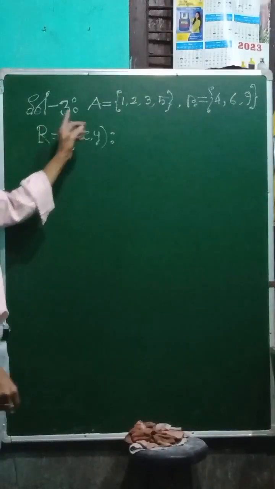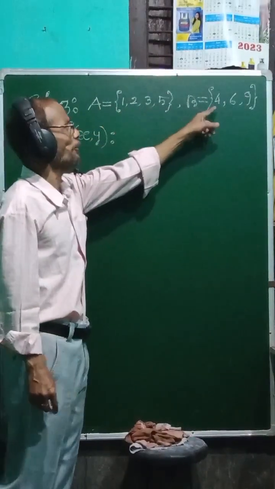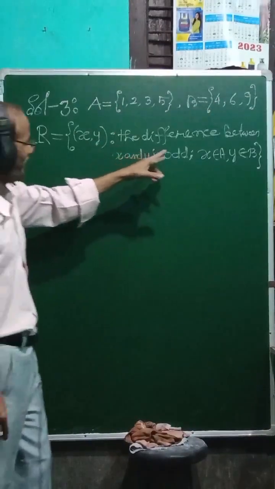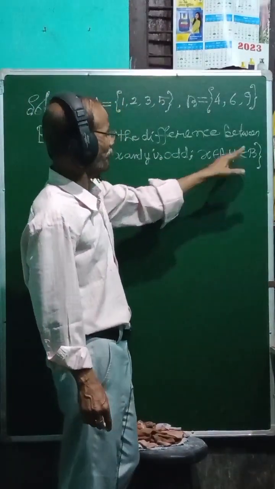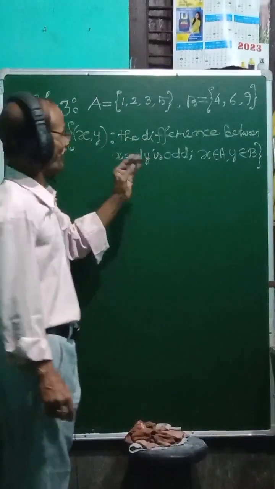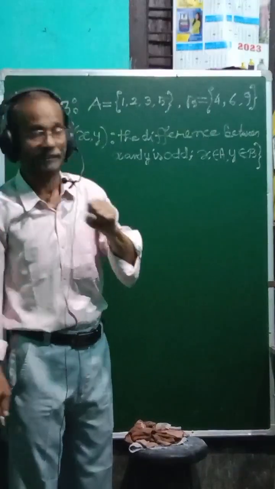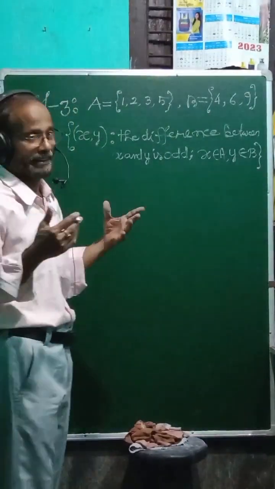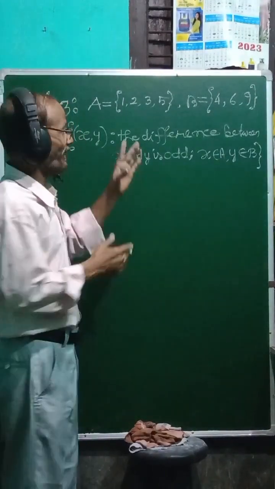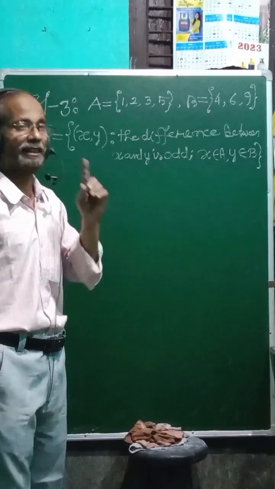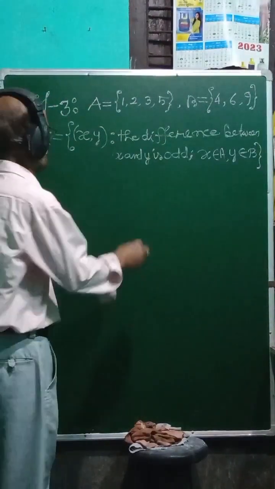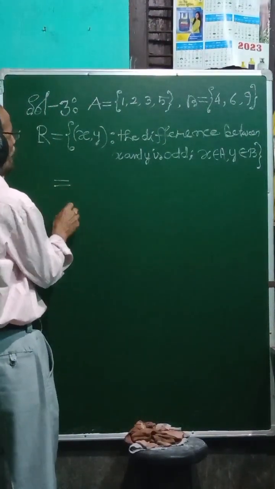Solution 3, A is equal to {1, 2, 3, 5} and B is equal to {4, 6, 9}. The difference between X and Y is odd, X belongs to A, Y belongs to B. The questioner does not say anything about positive or negative integers to tell you either it is positive or negative. If it is odd, then you can take the ordered pairs. You have to understand the question first and then answer. Right, starting the roster form.